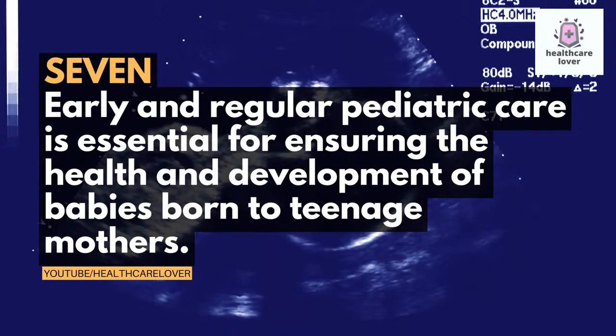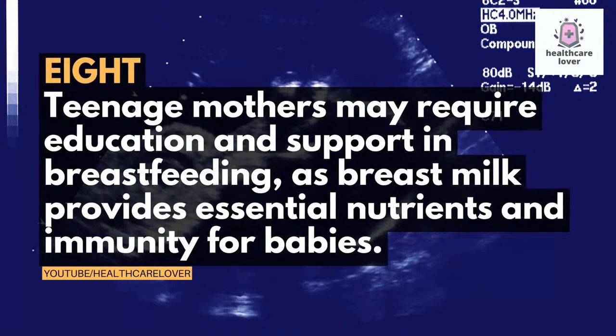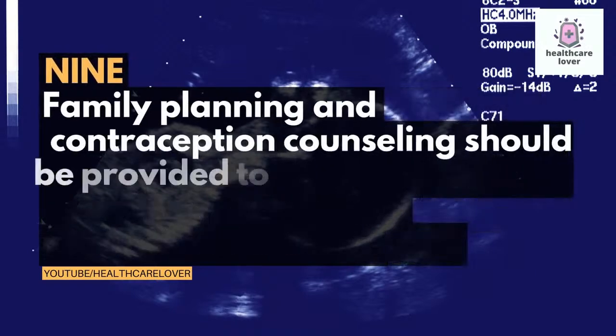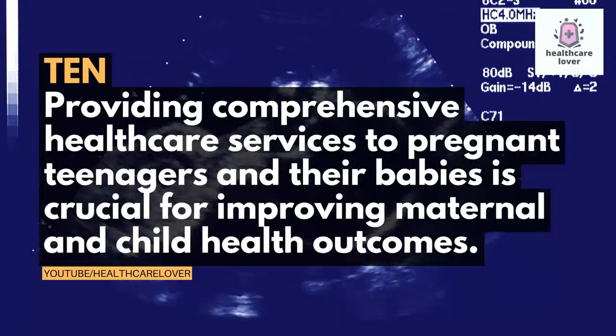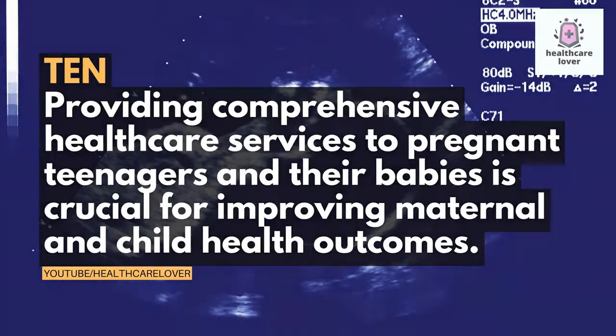7. Early and regular pediatric care is essential for ensuring the health and development of babies born to teenage mothers. 8. Teenage mothers may require education and support in breastfeeding, as breast milk provides essential nutrients and immunity for babies. 9. Family planning and contraception counseling should be provided to teenage mothers to prevent unintended pregnancies in the future. 10. Providing comprehensive healthcare services to pregnant teenagers and their babies is crucial for improving maternal and child health outcomes.